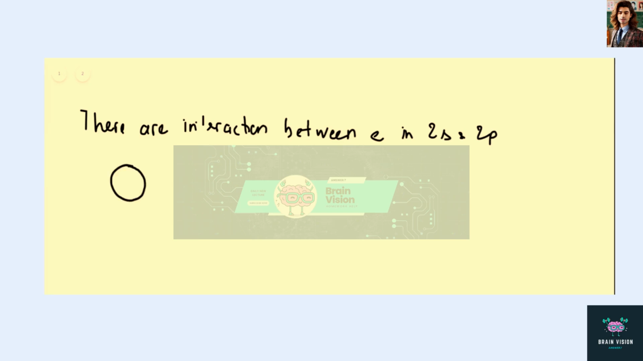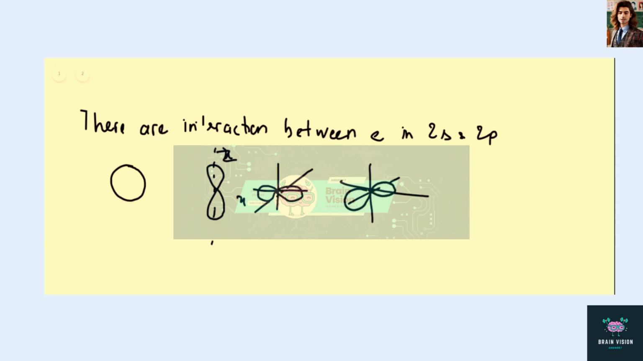If you look at the geometry, the s orbital is spherical. Meanwhile, a p orbital is this figure-8-shaped orbital, depending on the axis. Sorry, this is z, this is x, and this is y, as you see me drawing over here.